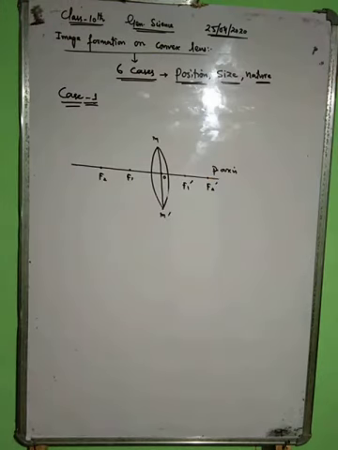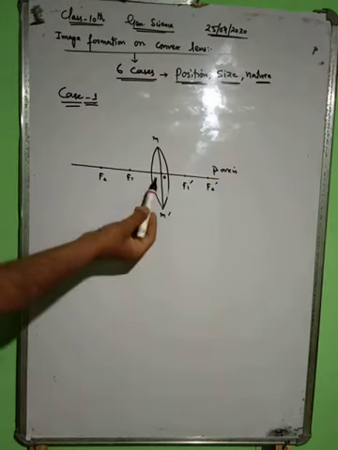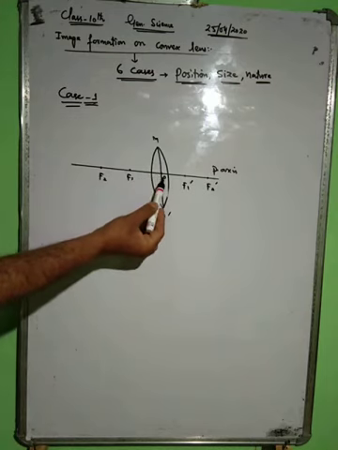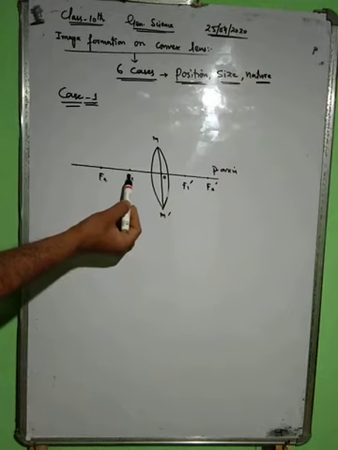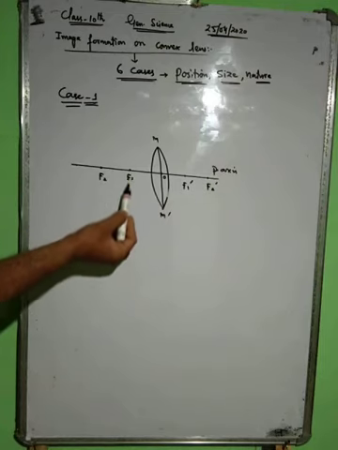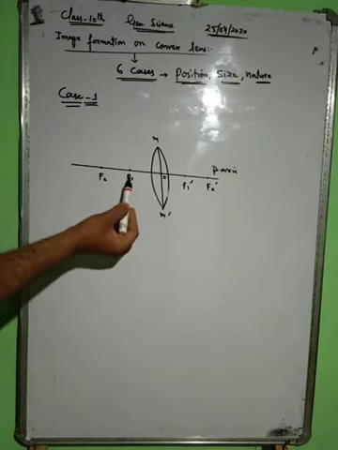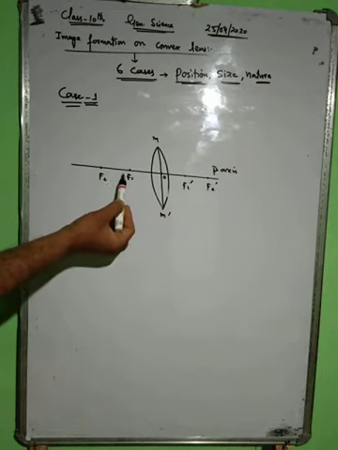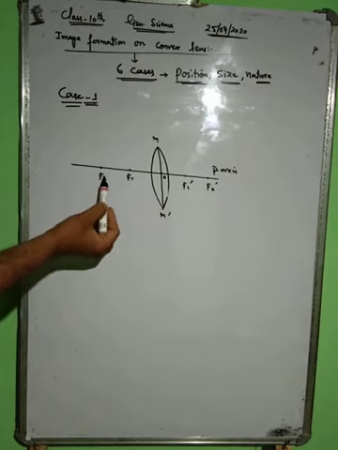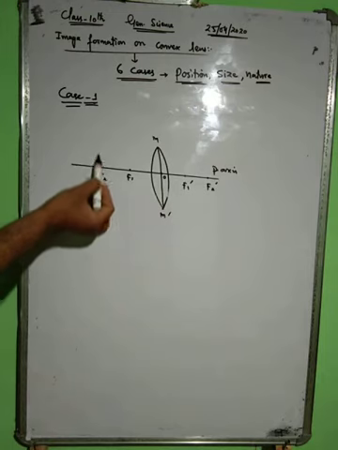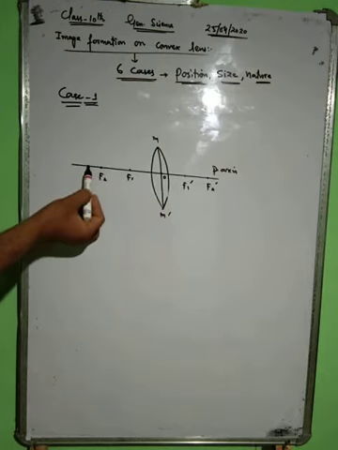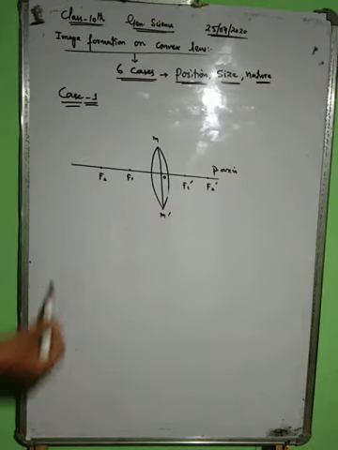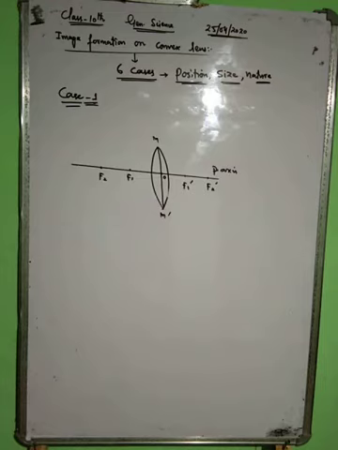So dear students, here we meet six cases. Case number first is when an object is placed between optical center and F1. Case number second would be when an object is placed at F1. Third one will be when an object is placed between F1 and F2. The fourth one, when an object is placed at F2. The fifth one, when an object is placed beyond F2. And sixth and last one, when an object is placed at infinity.